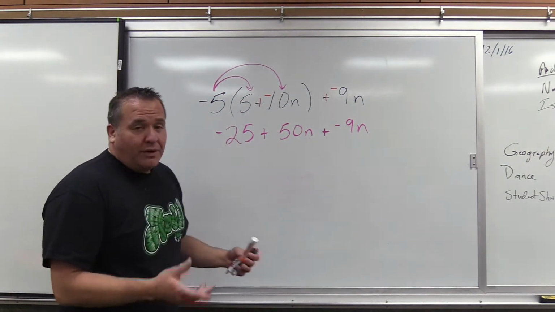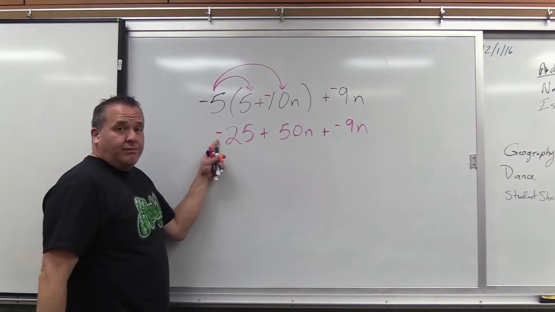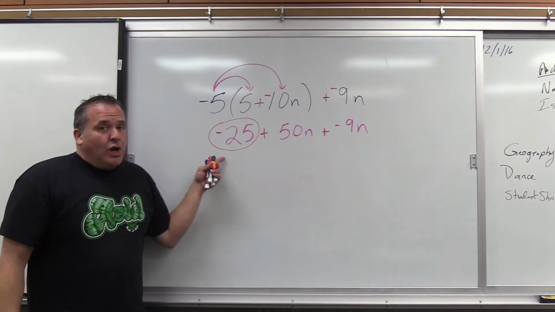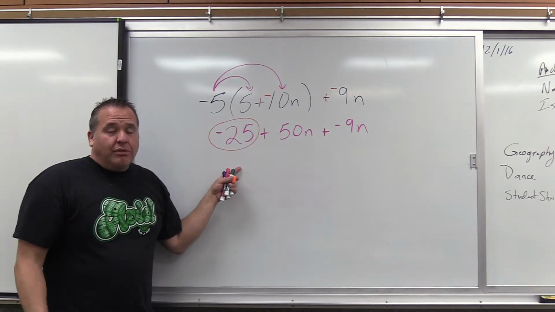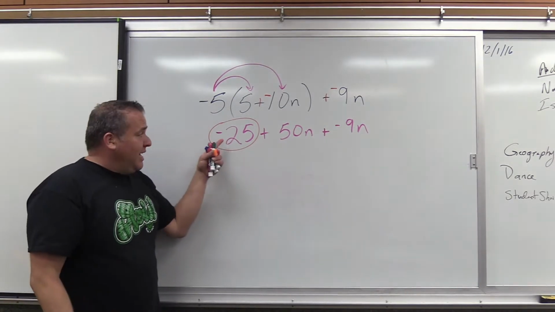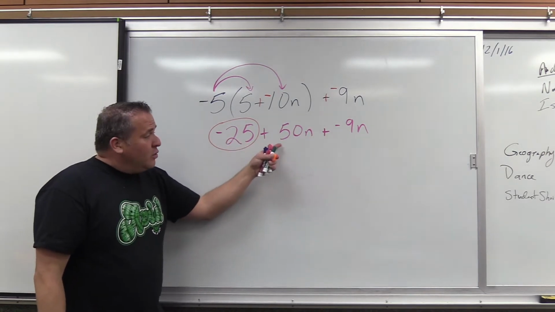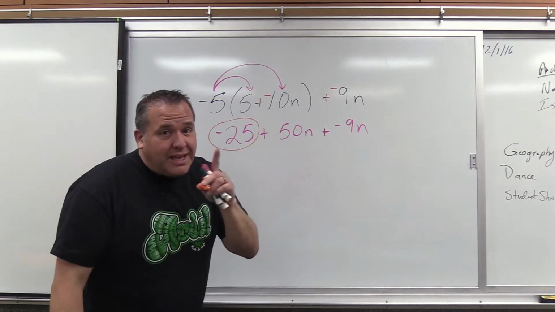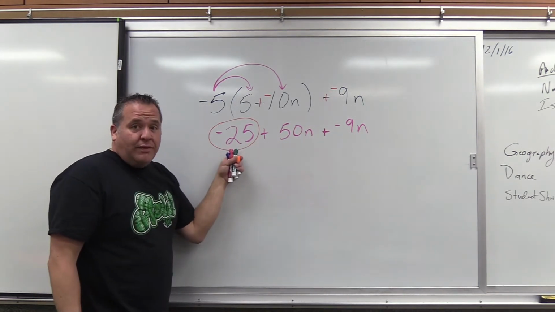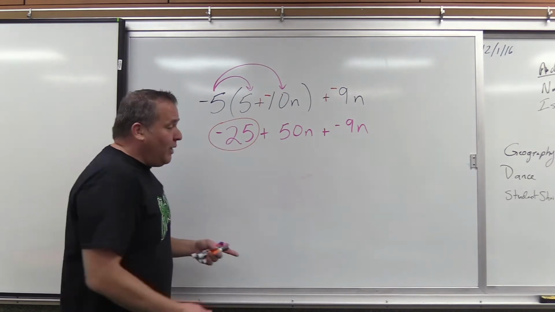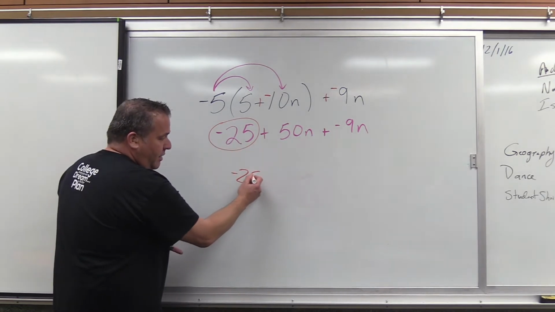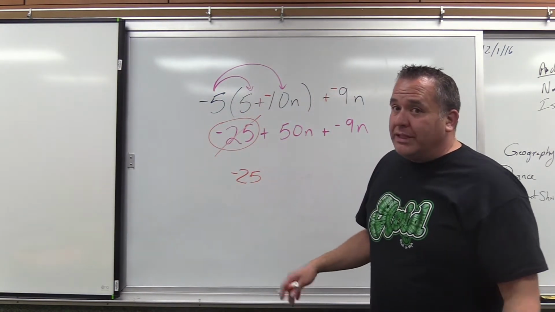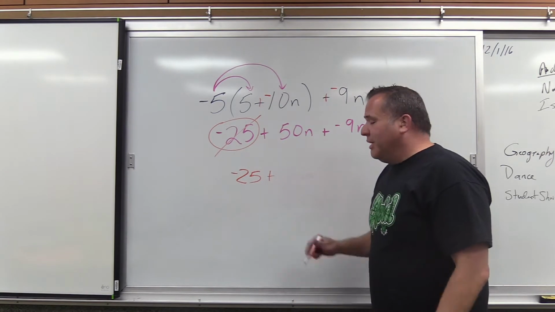Now, when I'm looking for like terms, I take my first number and put a circle around it and say, okay, I got negative 25. Do I have any other terms in my problem that do not have a variable? Because negative 25 doesn't have a variable. Do these have variables? They both do. So these are not the same terms as the negative 25. So I'm going to take the negative 25 and bring it down. Now that's done; I can't do anything else with it. Now I'm going to bring down a plus sign.